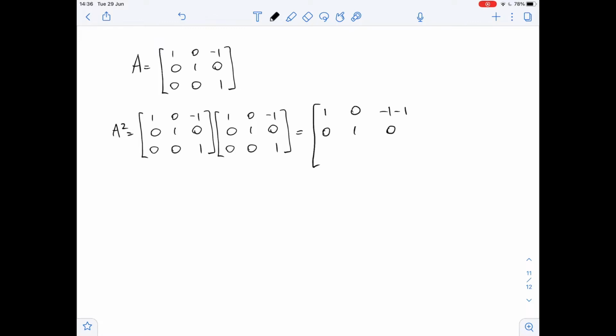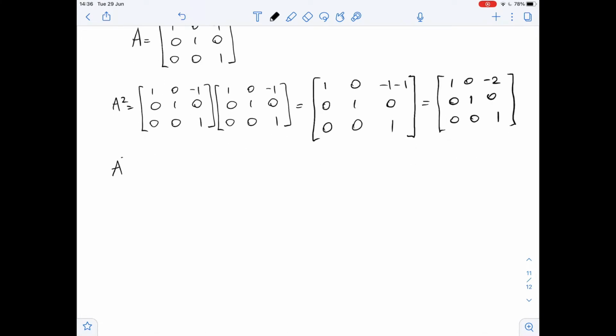Next row we have 0 times 1 plus 0 times 0 plus 1 times 0 is 0. Then 0 times 0 plus 0 times 1 plus 0 times 0 is 0. And 0 times negative 1 plus 0 times 0 plus 1 times 1 is 1. So A squared equals 1, 0, negative 2, 0, 1, 0, 0, 0, 1.